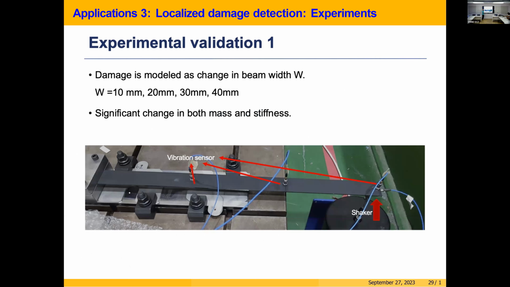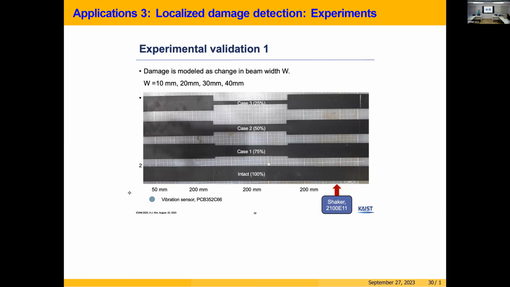So by changing the width of the midsection beam to 10, 20, 30, 40, we wanted to test to see if we can actually predict and localize the damage. So we pretend that changing the width is damage in these cases, as you see over here.